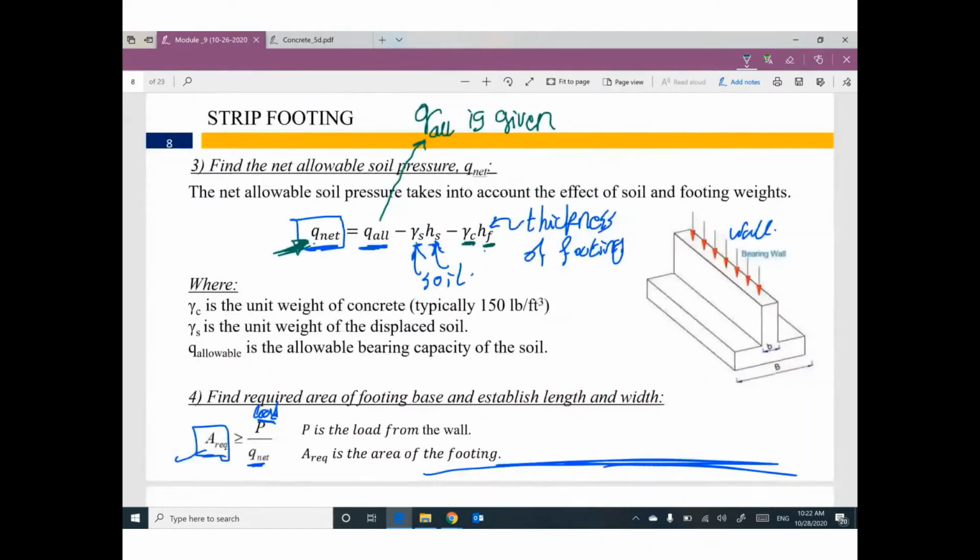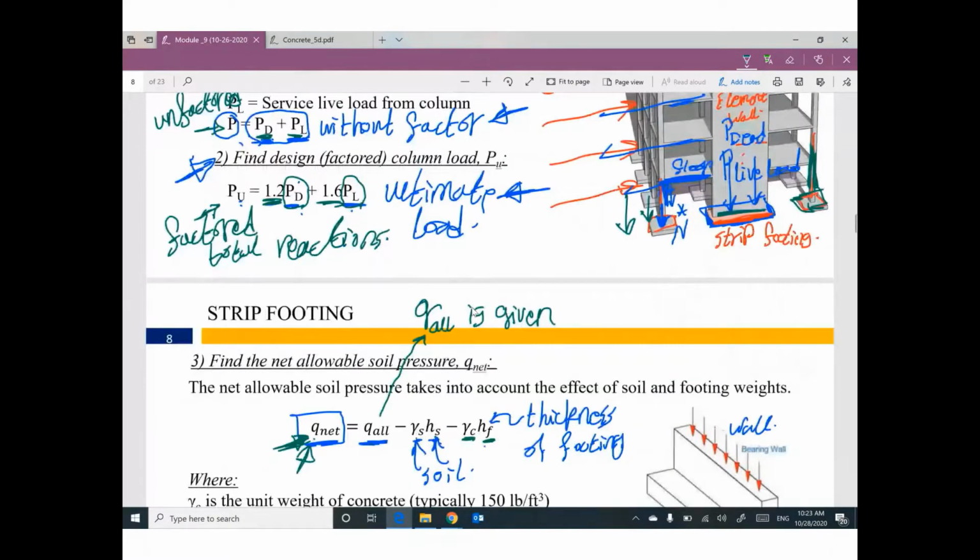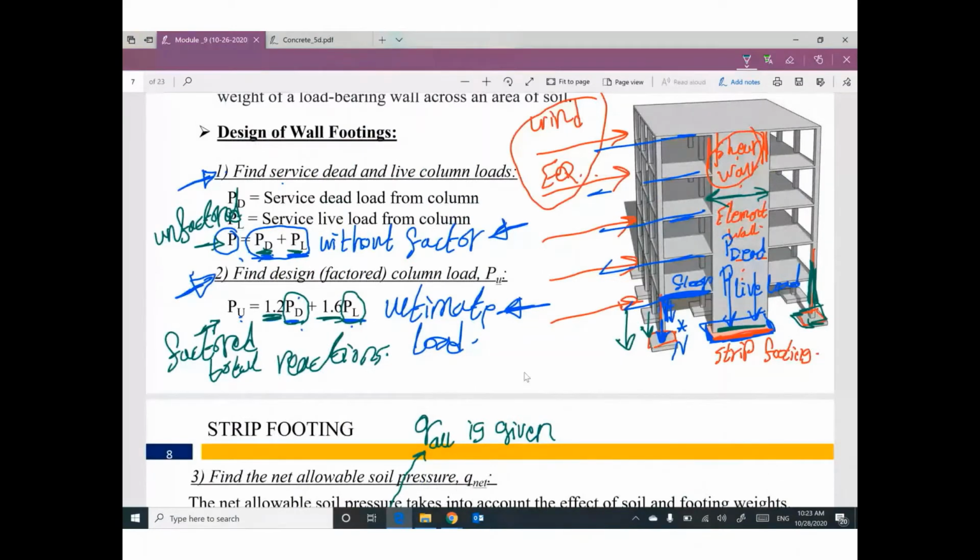The fourth step, I can get the area of the footing by this expression. Area of footing equals P divided by Q net. Q net from this step, P is dead load plus live load without factors. And we stopped last time at this point.